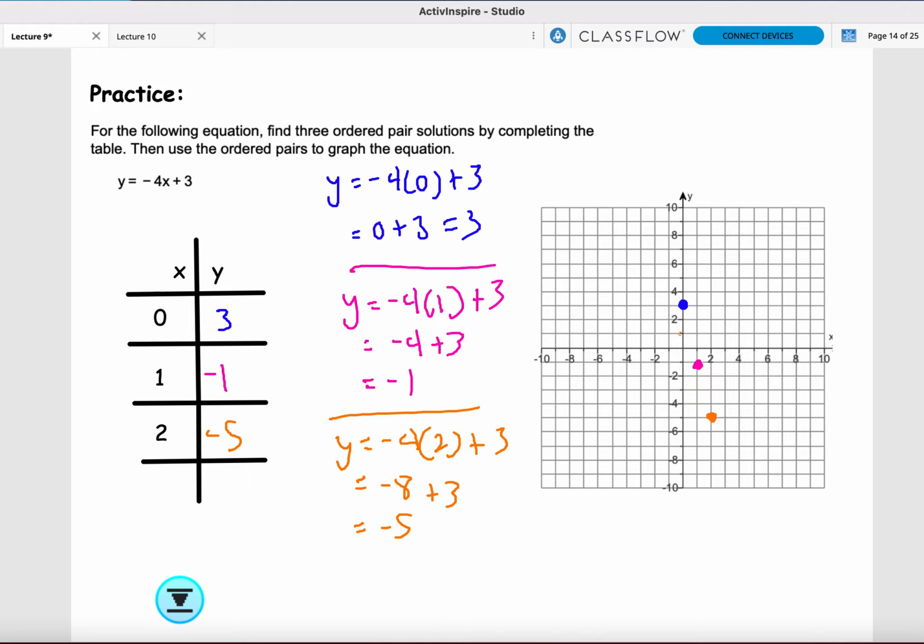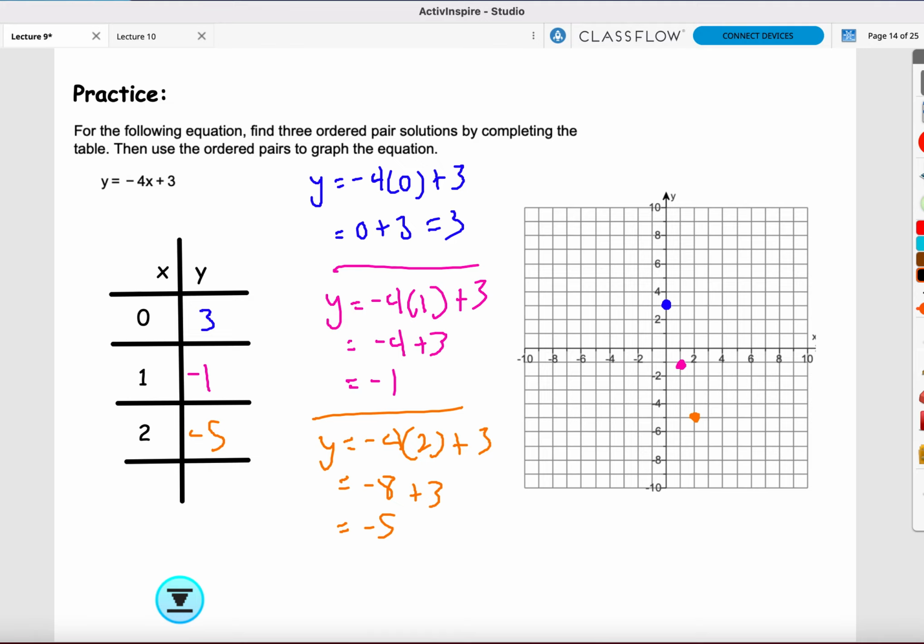You notice how it kind of falls in a pattern, kind of, right? But we're going to figure out what that pattern is in the next lecture, okay? There you go.